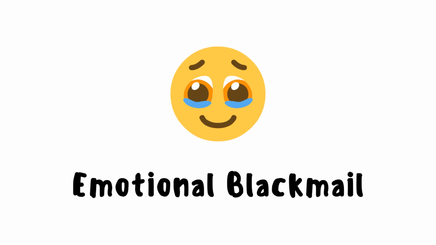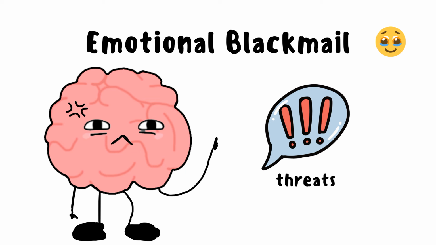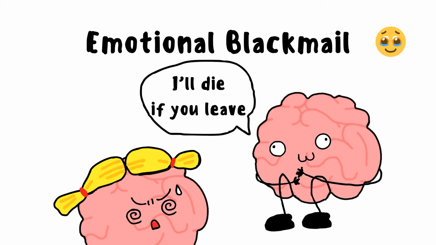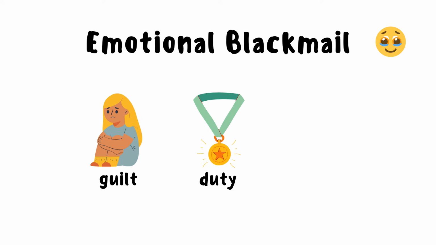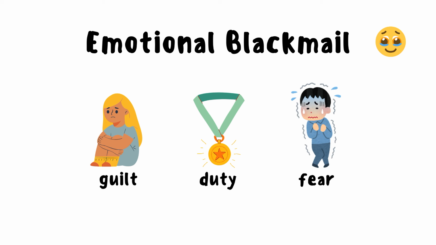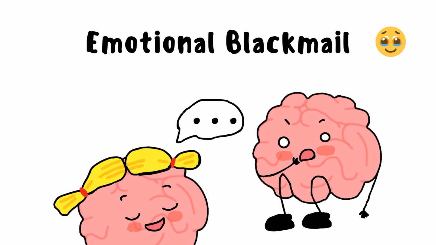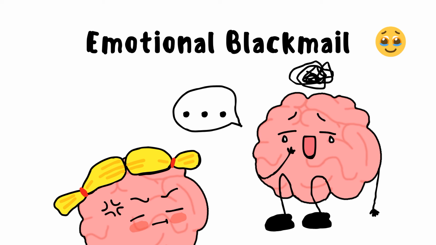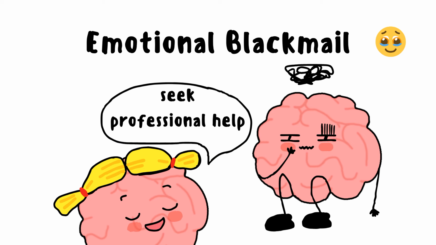Emotional blackmail. Emotional blackmail involves the manipulator resorting to threats in conflict situations. For example, they might say that you don't appreciate them at all and that they'll leave you, or conversely, that they'll die if you leave. In this way, by playing on your sense of guilt, duty, and fears, the manipulator gets what they want from you. To counter this type of manipulation, it's best to ignore such threats. If they persist, end the relationship. If the person threatens self-harm, firmly recommend that they seek professional help.